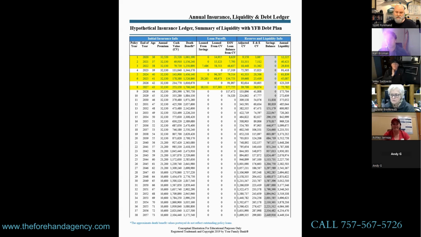No problem. In year 7, they're through. So the programs, if you're structuring them correctly and using the right solve, you should be using a TAMRA 7-pay solve. If you're using the TAMRA 7-pay solve, then the program is a non-MEC, which means you're fine. In year 7, if you want, you can say, I don't want to pay anymore, RPU it.